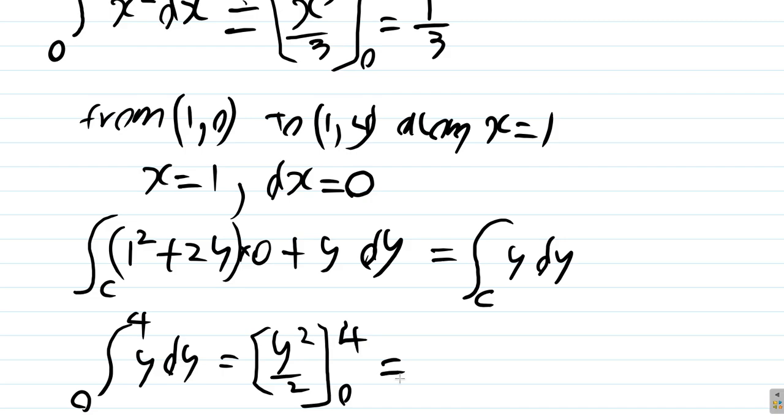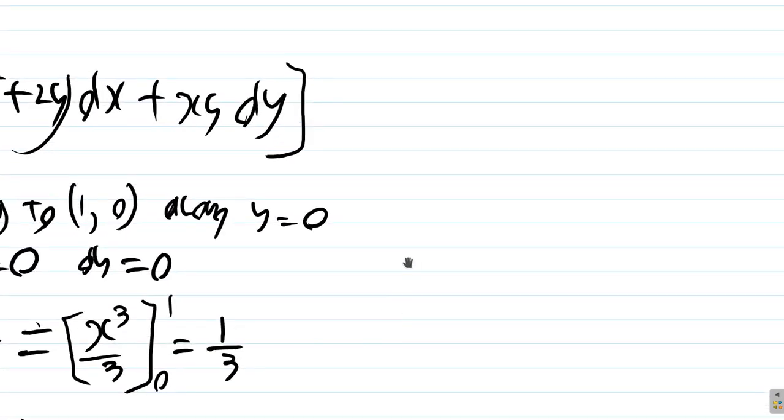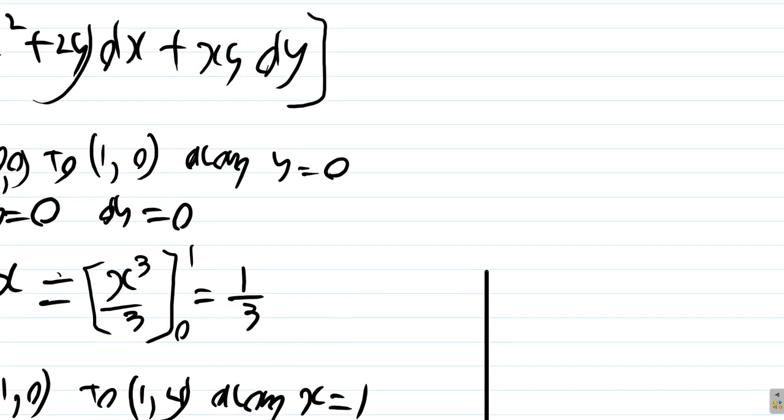Now that will give us 4 squared over 2 minus 0 squared over 2, which is 16 over 2, which is 8. Alright, my, we ran out of scrolling space. Let's draw a line here and finish up at this point.